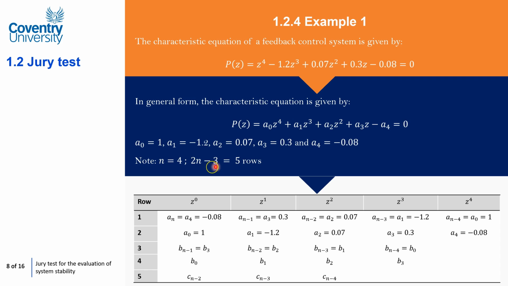Again, as I've iterated, you need to work out how many rows you need, and by now you've probably remembered how many rows you need for a second, third, and fourth order. But for a fourth order, it's 2n, so 8 minus 3, so it's 5 rows. And straight away you can see how I've populated the table here. So A4, A3, A2, A1, A0. And as I told you, the values effectively flip. So you can see A0, A1, A2, A3, and A4. So that's me populating the first 2 rows.